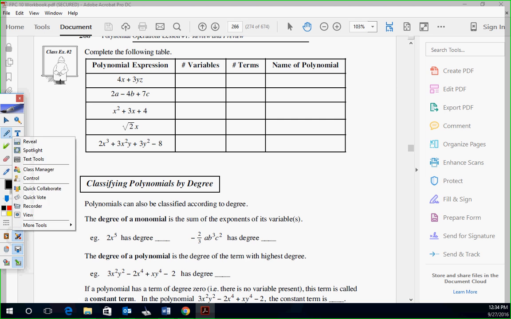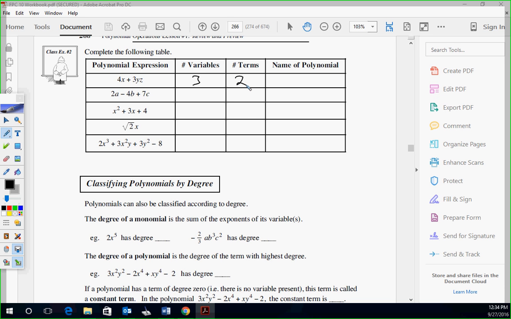All right, so Andy, why don't you do the first one here? How many variables? There are 3 variables. 2 terms? Yep. Okay. Those variables are x, y, and z. It's 2 terms because it's one product plus another product, so 1, 2. 2 terms means binomial. Okay, good.